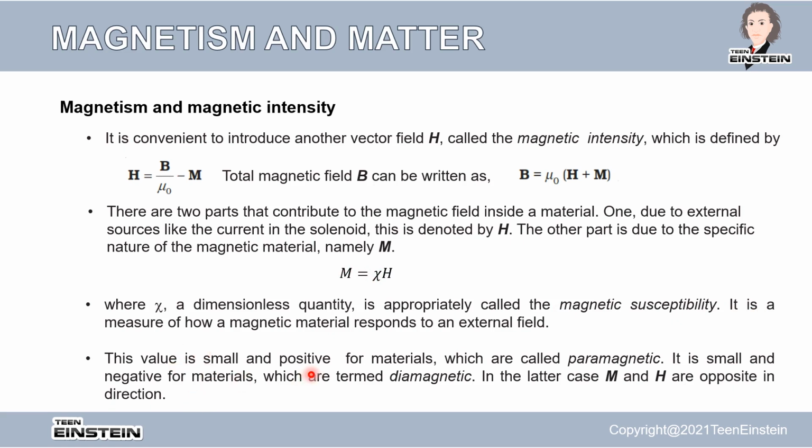So this value is small and positive for magnetic materials which are called paramagnetic. It is small and negative for materials which are diamagnetic. In the latter case, M and H are opposite in direction. So there are some materials called diamagnetic where the magnetization is opposite to the applied field. So we will see what is paramagnetic and diamagnetic.